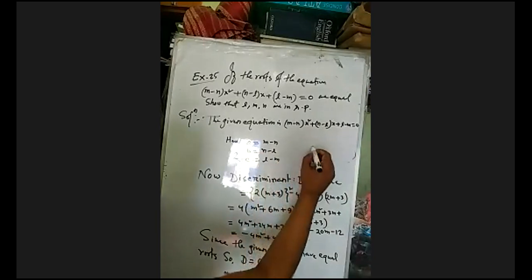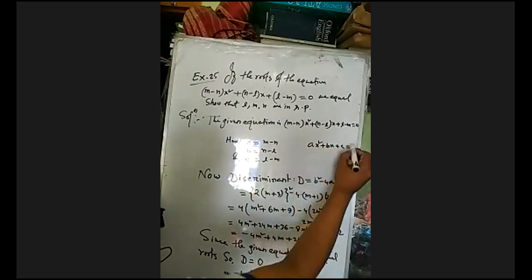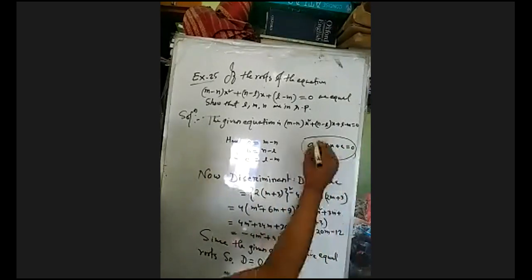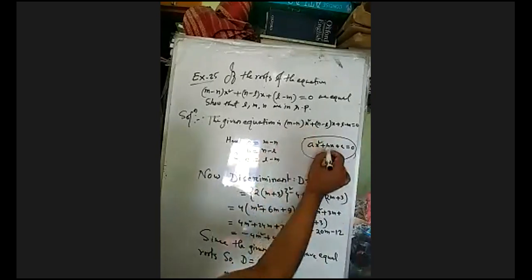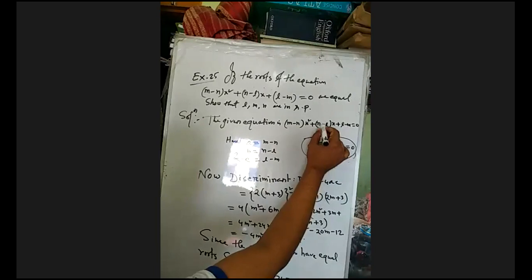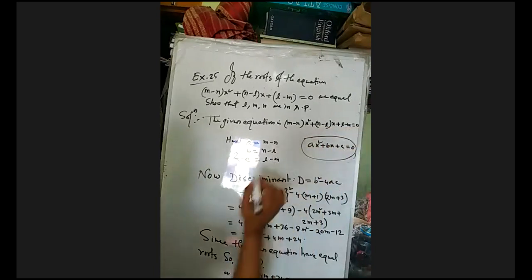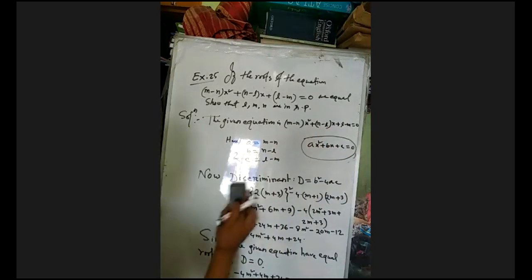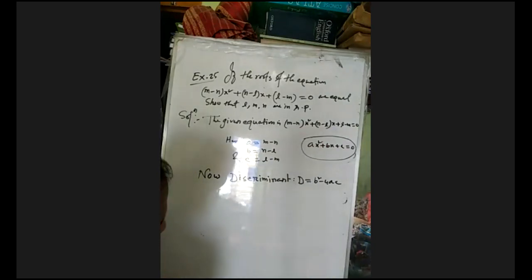Comparing with the original quadratic equation ax square plus bx plus c equals 0, the coefficient of x square is a equals m minus n, the coefficient of x is b equals n minus l, and the constant term c equals l minus m. Now you have to find out the discriminant of this equation.